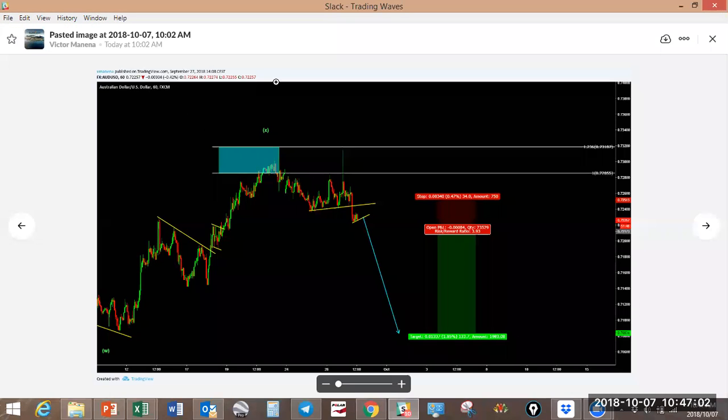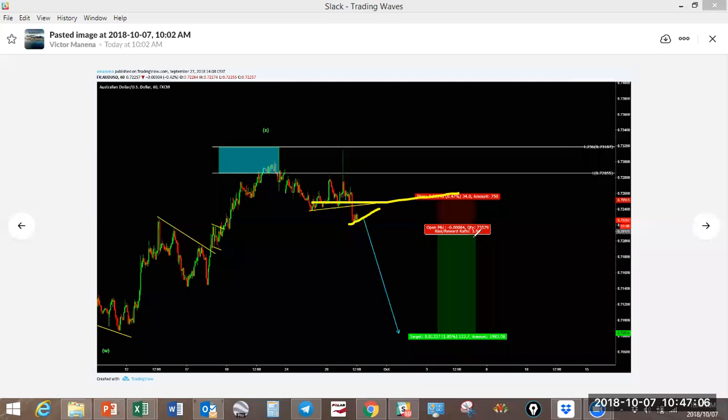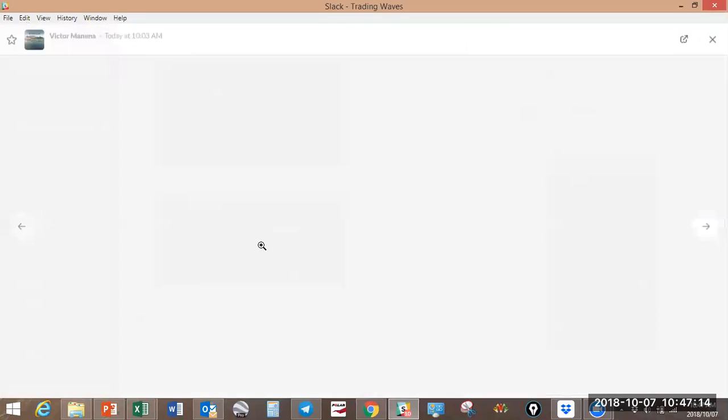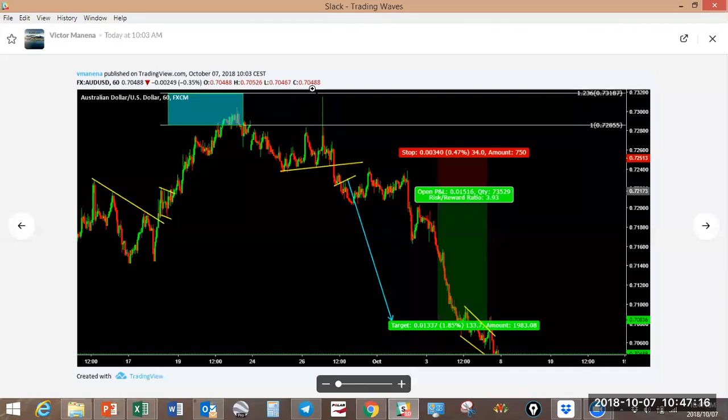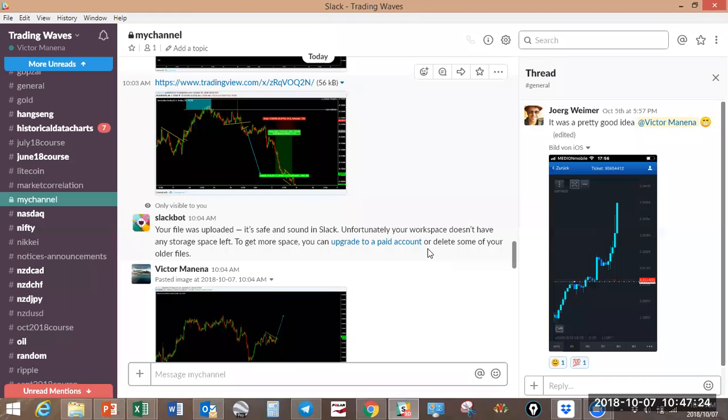AUD US dollar is another setup. You can see there's the entry point, a stop loss area, and the target. What you don't see there is the area where you need to move to break even. That's part of what we discussed in our daily webinars. So that is a setup. AUD US dollar, you see what happened? We got all that move to the downside. Target hit. It was a good week last week, so many pips.